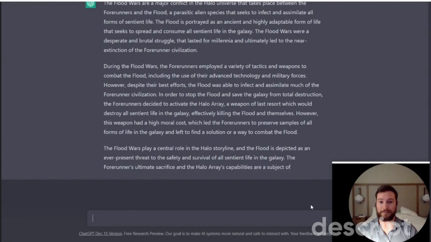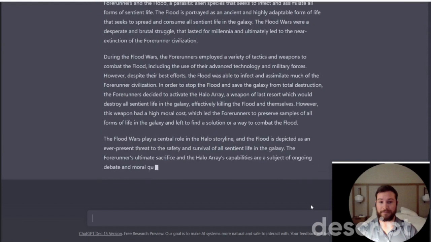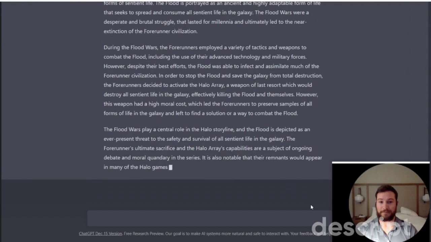The Flood Wars play a central role in the Halo storyline, and the Flood is depicted as an ever-present threat to the safety and survival of all sentient life in the galaxy. The Forerunner's ultimate sacrifice and the Halo Array's capabilities are a subject of ongoing debate and moral quandary in the series. It is also notable that their remnants would appear in many of the Halo games, providing a challenging and terrifying enemy for players to face.